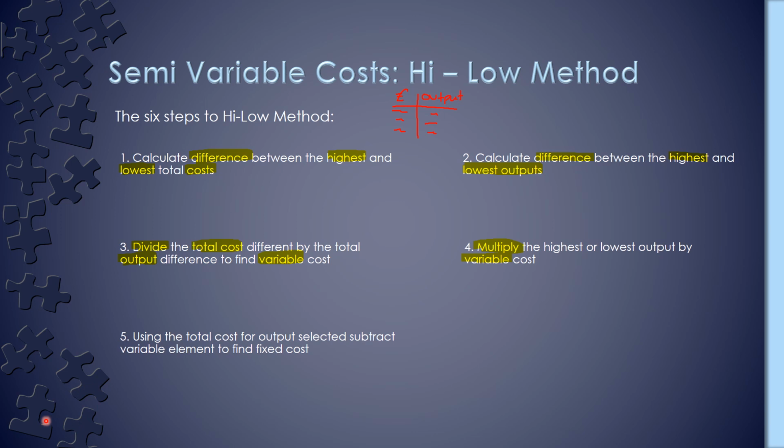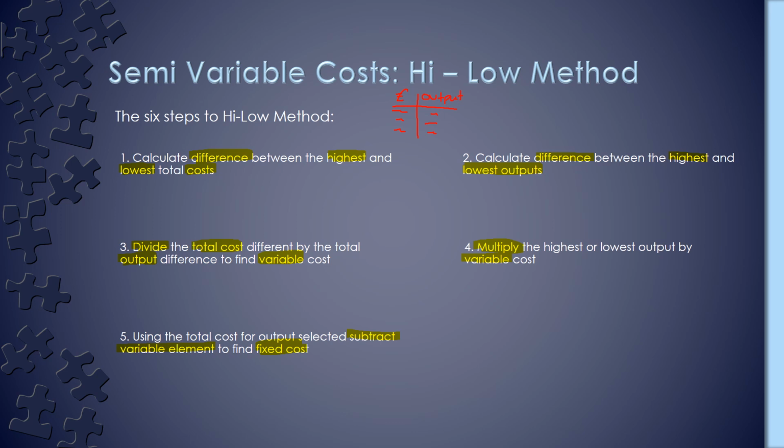To then move on to step 5, you're going to use your total cost for the output that you selected in step 4. So if you selected the highest one, stay with the highest one. If you selected the lowest, stay with the lowest. Take away the variable element that you found in step 4, and that will then give you your fixed cost.